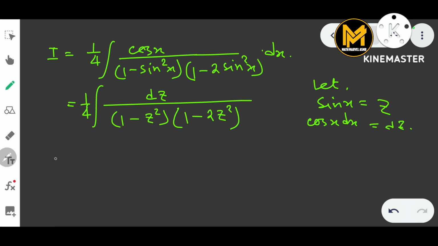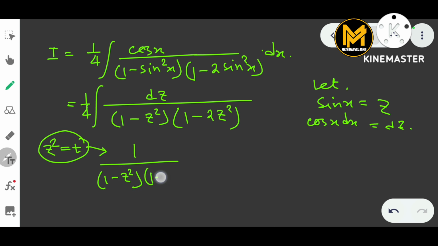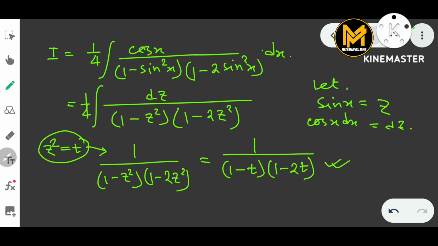Now to find a convenient way, we will just substitute z squared as t. It's just a direct substitution. So 1 by 1 minus z square into 1 minus 2z square will be 1 by 1 minus t into 1 minus 2t. That's it. Now we will manage this part using the partial fraction method.